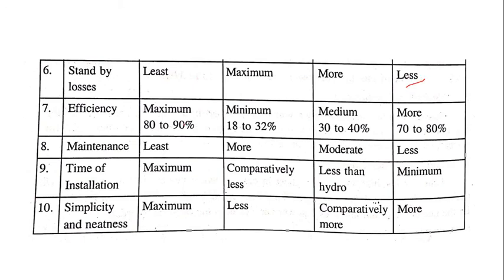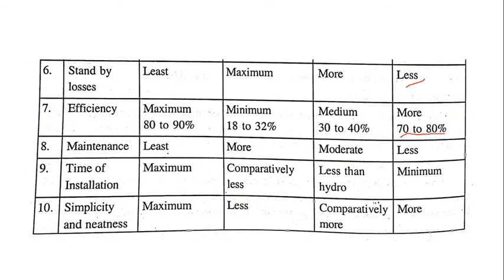Efficiency is maximum for the hydro power plant, which we can say is 80 to 90 percent. Minimum in case of thermal power plant, that is 18 to 32 percent. Medium range in case of nuclear power plant, that is 30 to 40 percent, and more in case of diesel power plant, that is 70 to 80 percent.